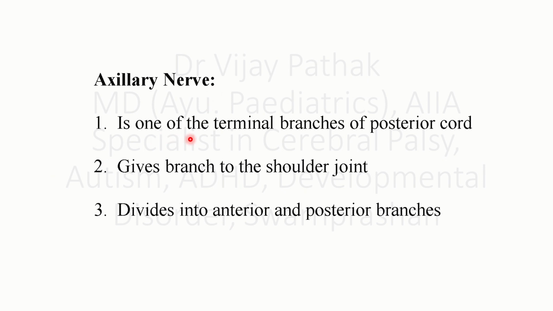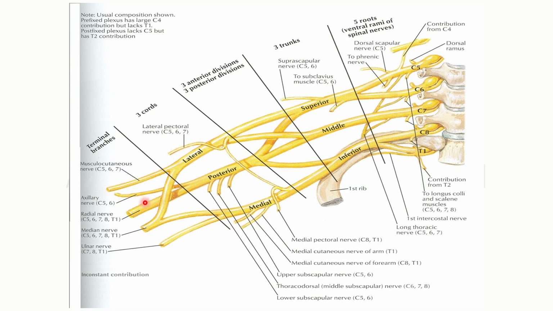Axillary nerve. It is a terminal branch of the posterior cord and divides into anterior and posterior branches. This is the axillary nerve, a branch of the posterior cord, and it gives two divisions, anterior and posterior.